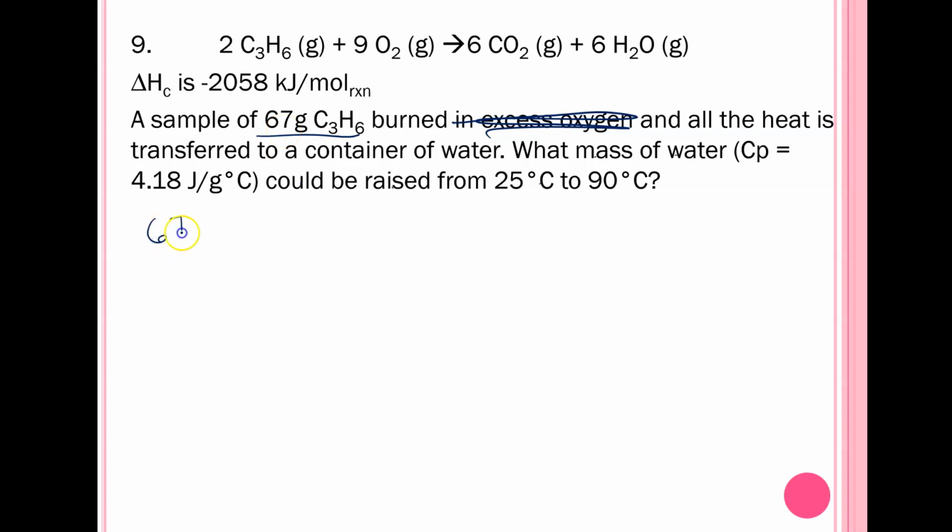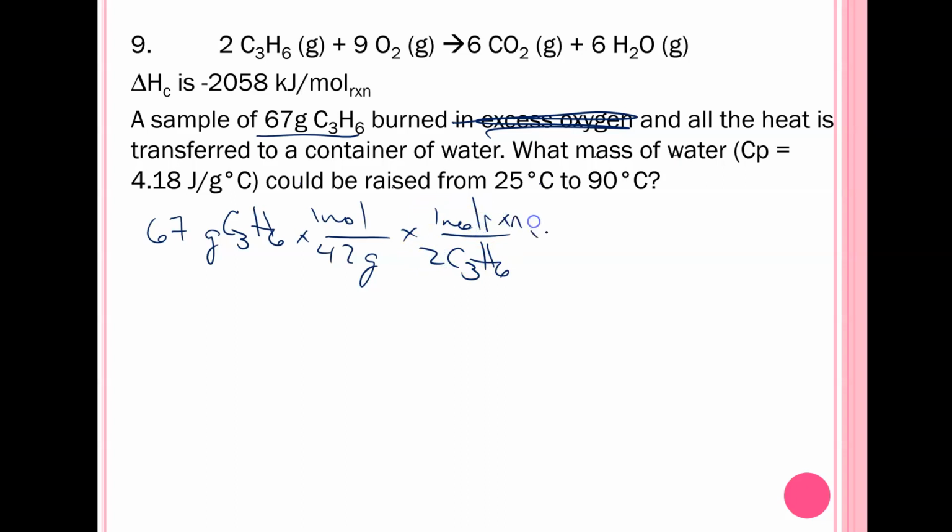So I'm going to do 67 grams of C3H6. 1 mole is 42 grams. And then I'm going to do the C3H6 on the bottom, just like we've been doing, 1 mole of reaction on top, 1 mole of reaction on the bottom. And then I use the delta H, kilojoules, and you do all that math, and that tells you how much heat it's going to produce, which in this case is negative 1641 kilojoules. That's a lot of heat.